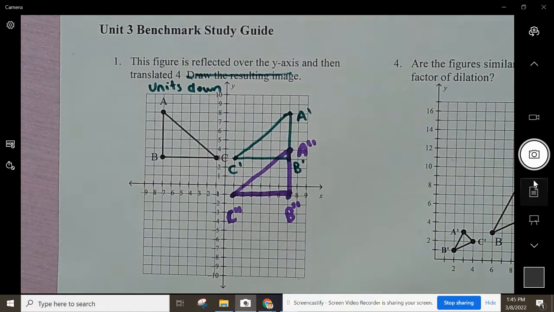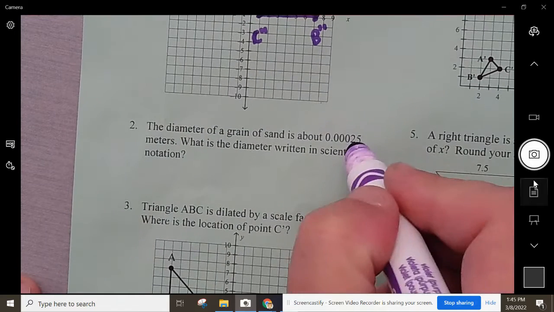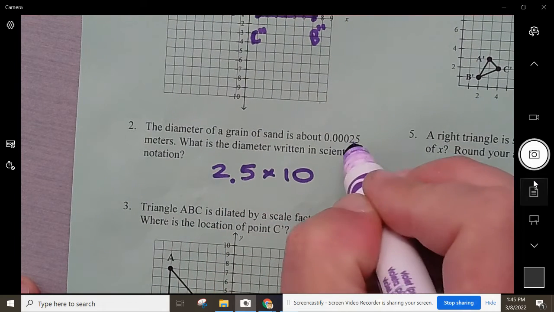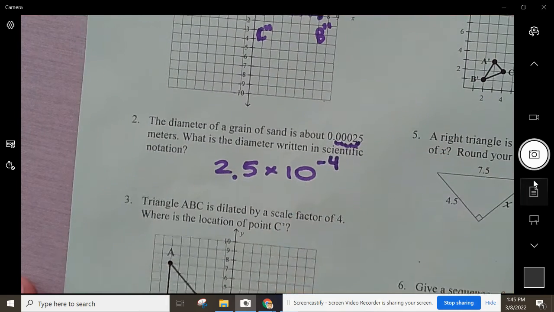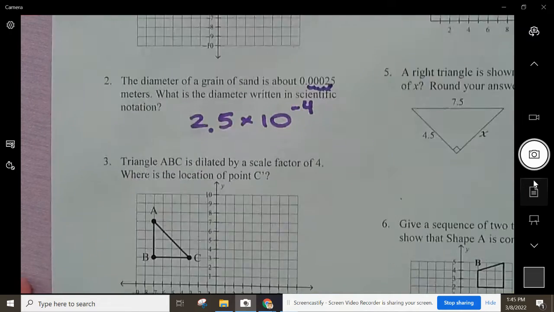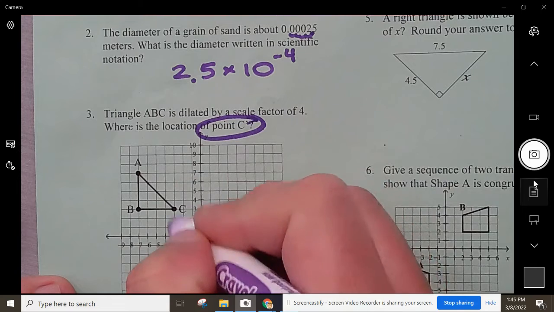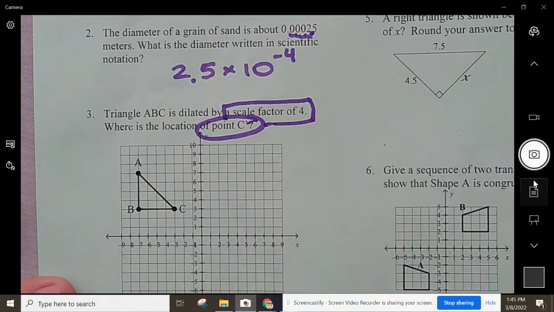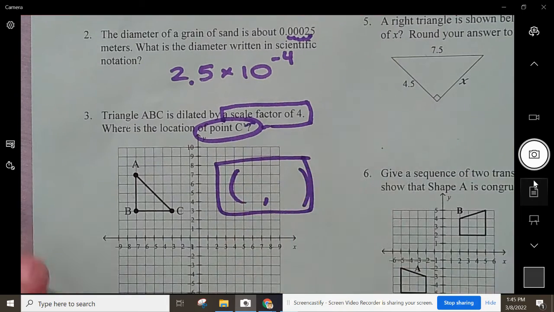Okay. All right. Number 2. Remember your decimal is supposed to go after that first number, so 2.5 times 10 to the, was it 1, 2, 3, 4? All right. Number 3, just figure out what point C is and multiply everything by 4. Scale factor of 4. Okay? Make sure you do that. Just give me a coordinate. All I want is a point. That's all I need. Okay?